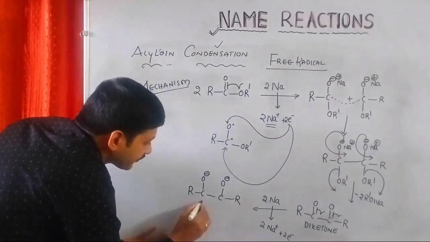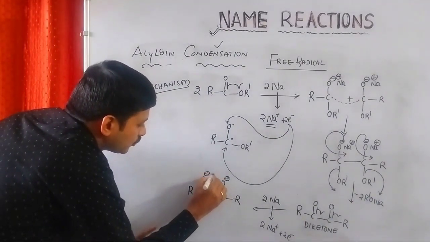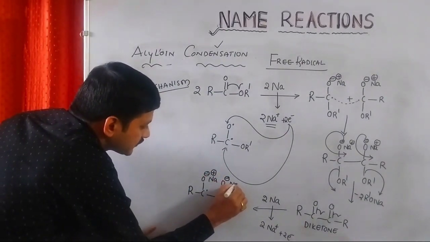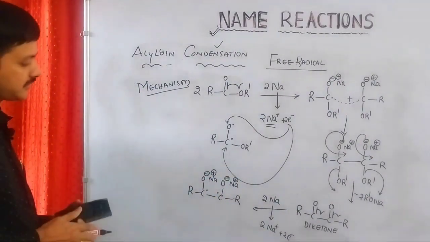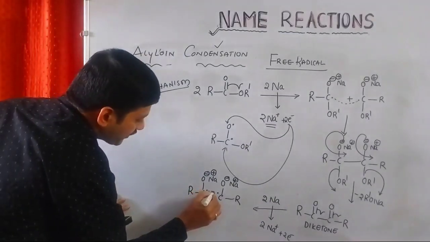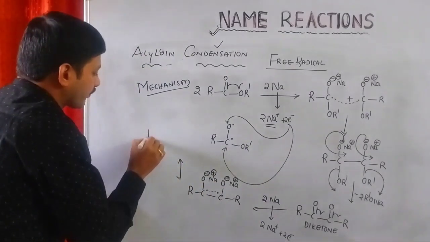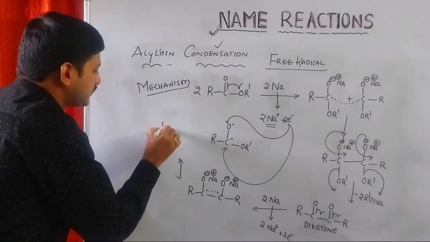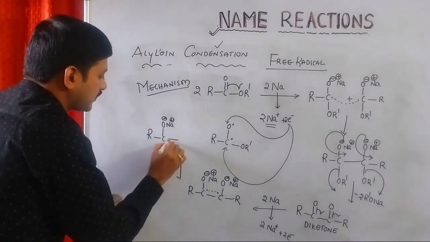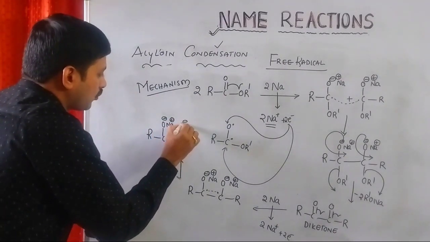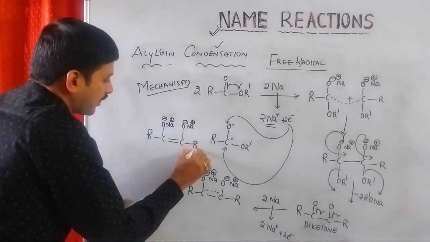R radical and a radical. The 2 Na plus ions move towards O minus. These two can form a pi bond. So we will come up with what? R single bond CO minus Na plus double bond CO minus Na plus and R.